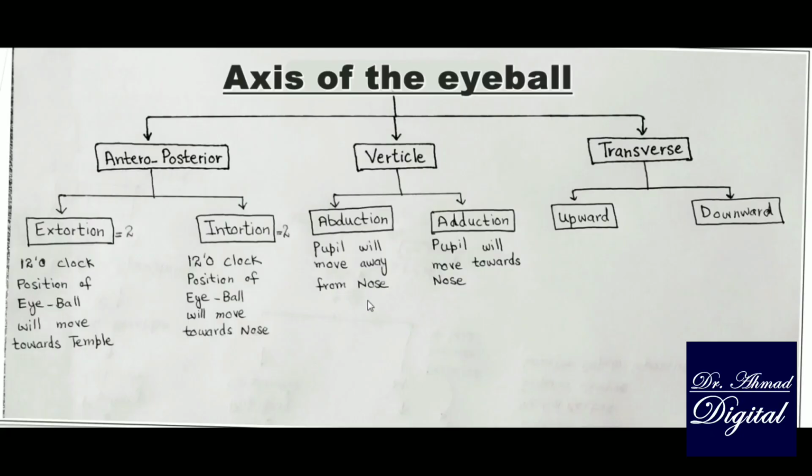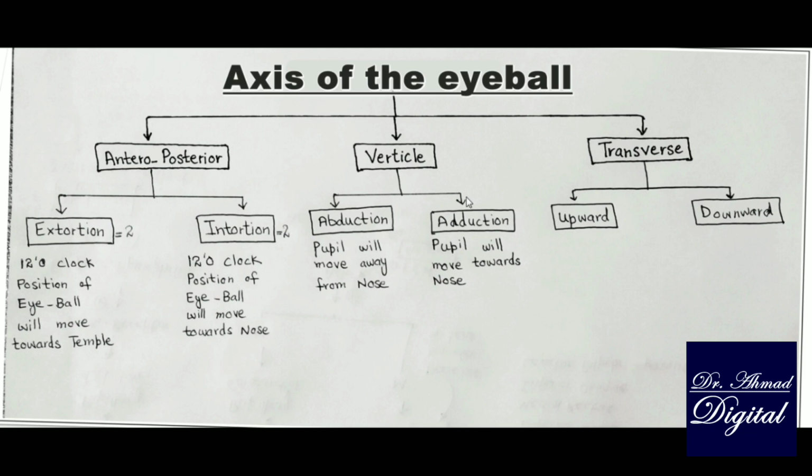Here the important point is that do not mix extorsion, intorsion with abduction or adduction, because in extorsion, intorsion, the 12 o'clock position of the eyeball will move away from the nose or towards the nose, whereas in abduction or adduction, the pupil will move away from the nose or towards the nose. Just consider the difference of the axis, anterior-posterior axis, and this is the vertical axis.